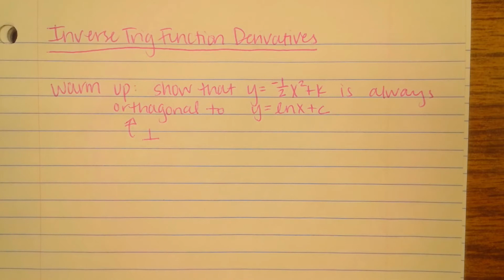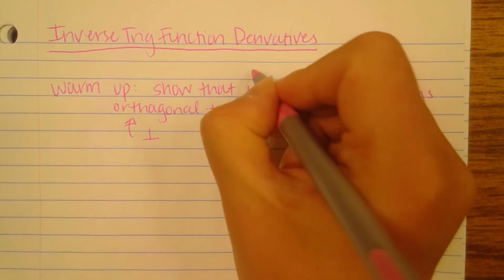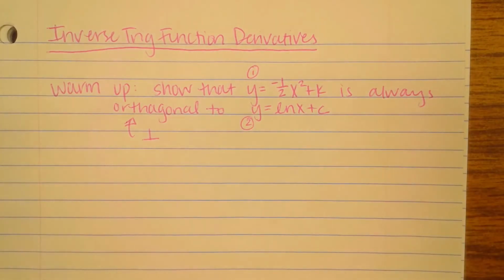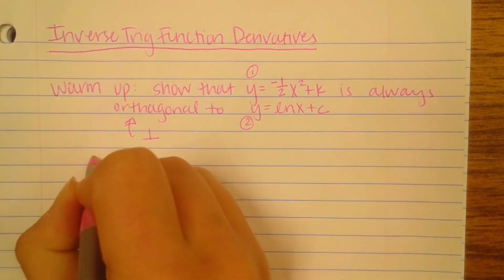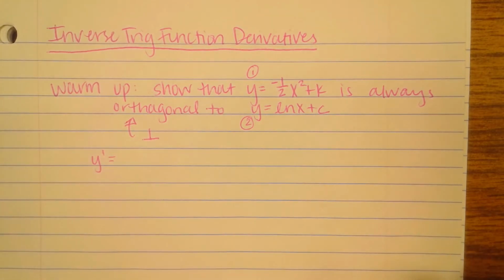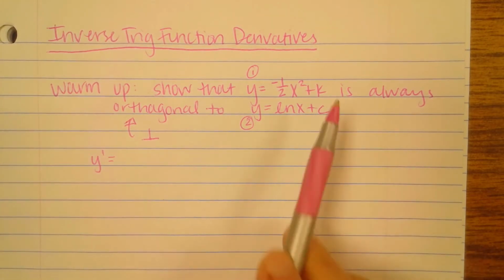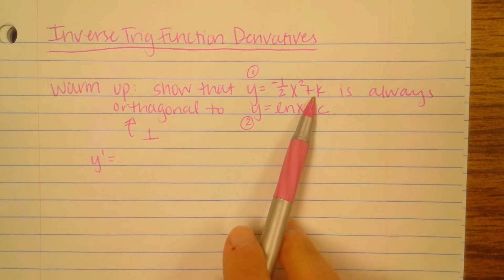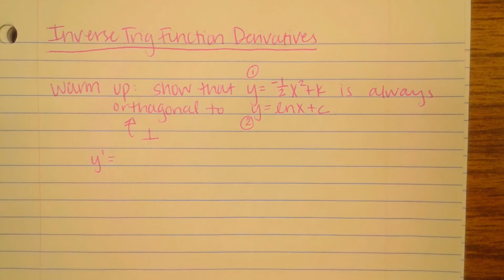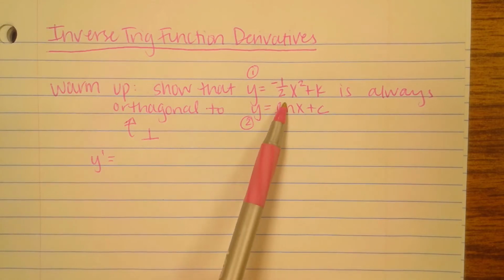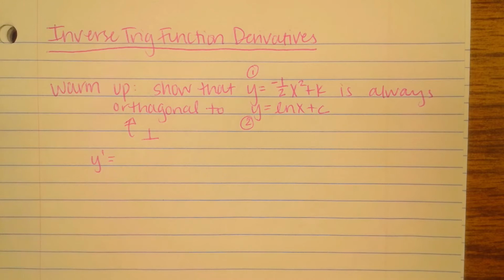So if I'm thinking about something being perpendicular to something else, what I should be thinking about is slope. So let's take these two curves. I'm going to call this curve number 1 and this curve number 2. If I found the derivative of my first curve, I would have to do the power rule. This k is just some constant, so when I take the derivative of that constant, it's just going to go away. If I apply the power rule to the first piece, the 2 would come down, it'd cancel out with that 1/2, so I'd end up getting negative x.